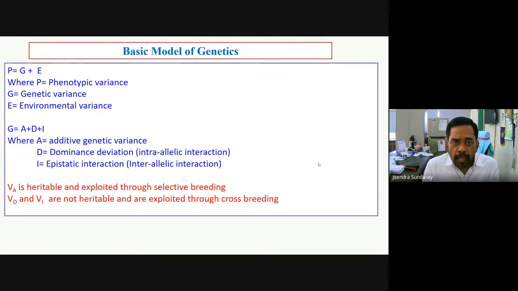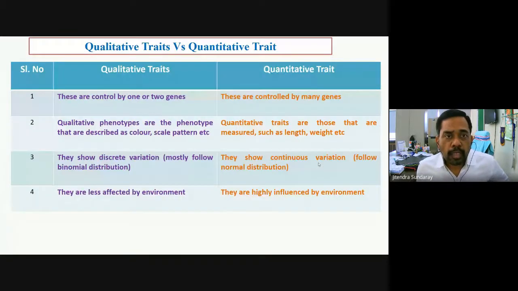So the basic model of genetics is P equals G plus E: phenotypic variance, genetic variance, environmental variance. This is more important when you go for a selective breeding program, because the genetically improved variety has to behave properly in every location as far as growth is concerned. But if environmental factors are included, then there might be changes. Right? So what happens when G becomes genetic variance? G equals A plus D plus I: additive genetic variance, dominance variation, and epistatic interaction, or interallelic interaction. Right? So these are the basic models of genetics when you start a selection program. So what are the quantitative traits?